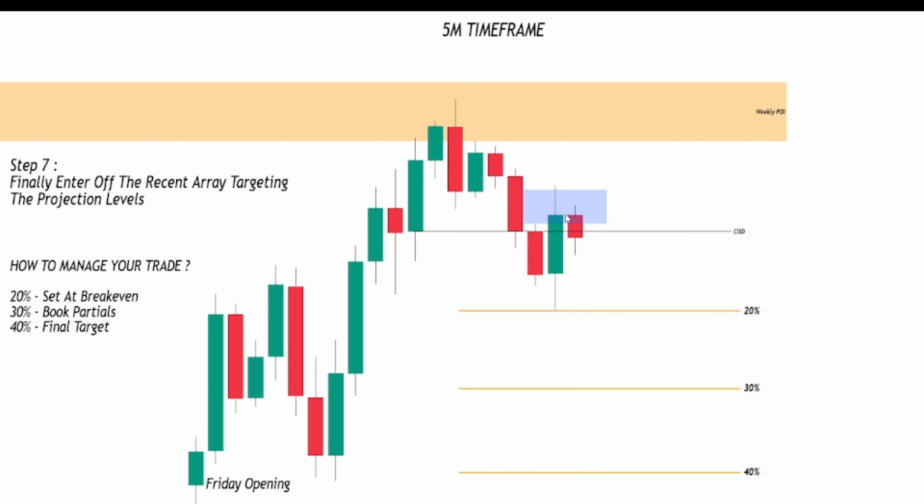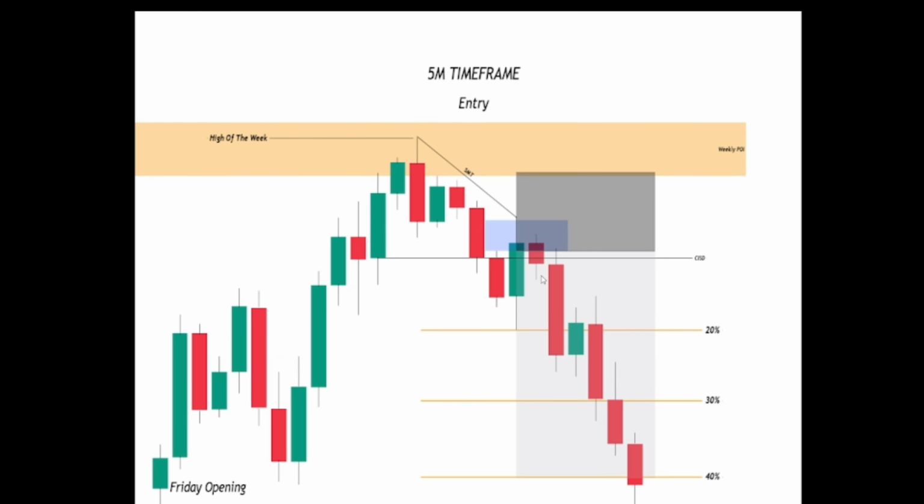So as an entry, how would this be looking? It would be looking something like that, even having an SMT, even repeating this right here, the tap into the weekly point of interest on a Friday. This would be the high of the week. All right, we noted this before. I want you to note it even now.